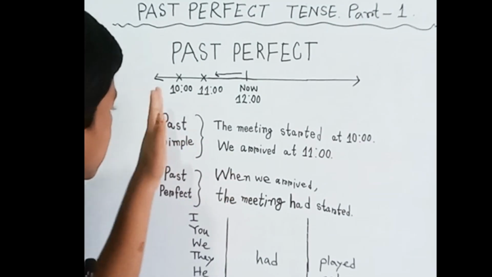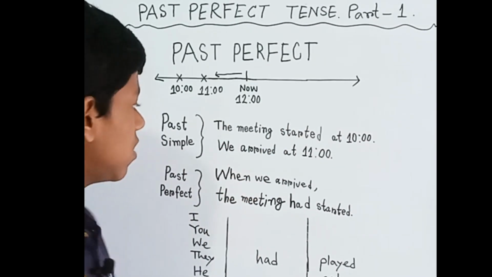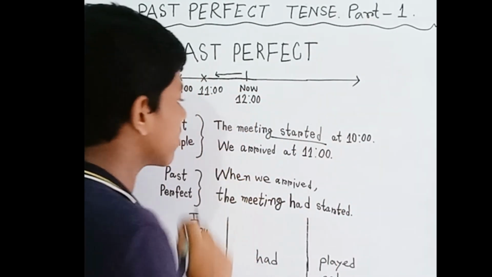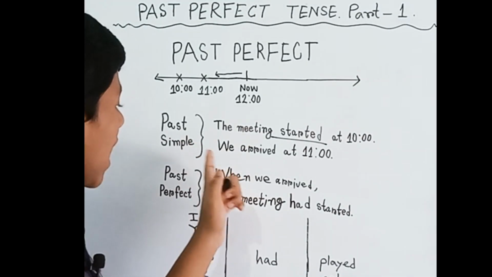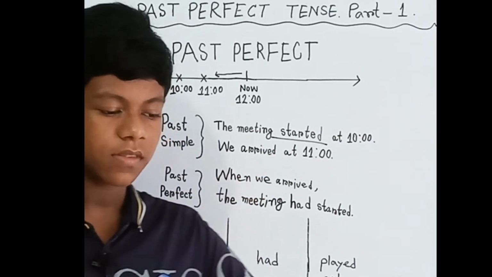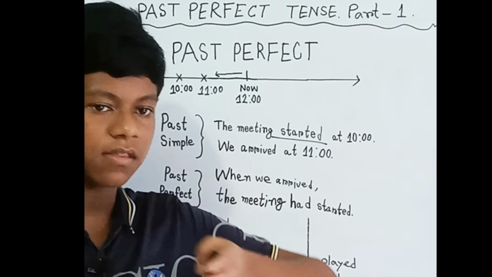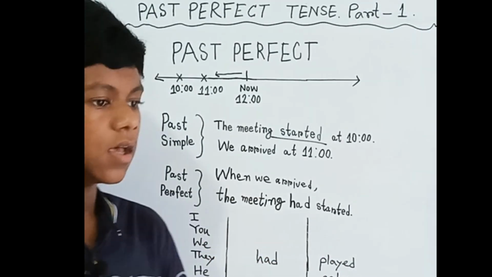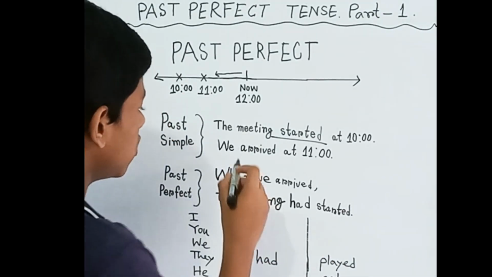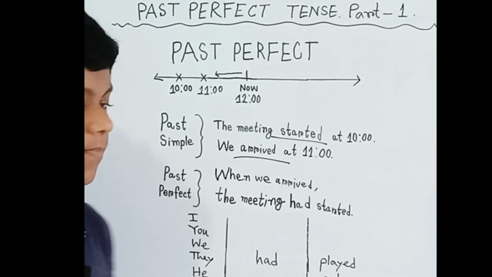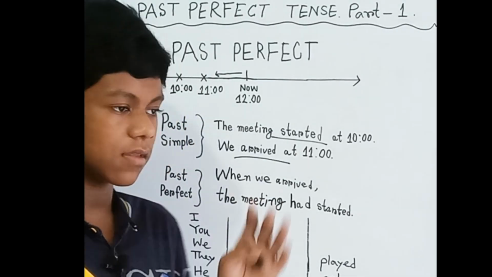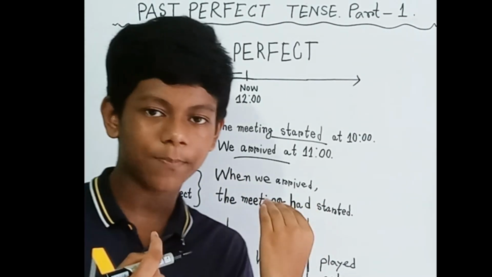For example, the meeting started at 11. So here started means past simple. It indicates the past. We arrived at 11. So we are just using one tense in both sentences. We arrived at 11. This also indicates the past.